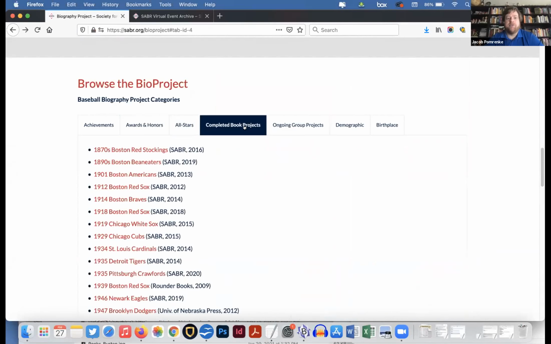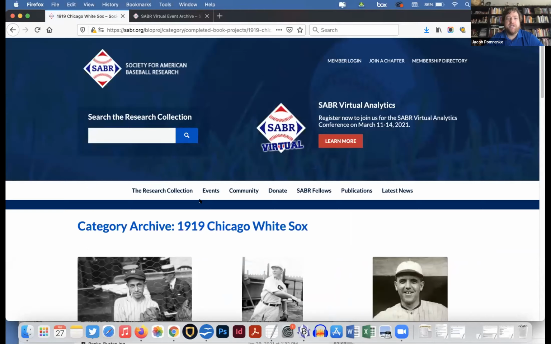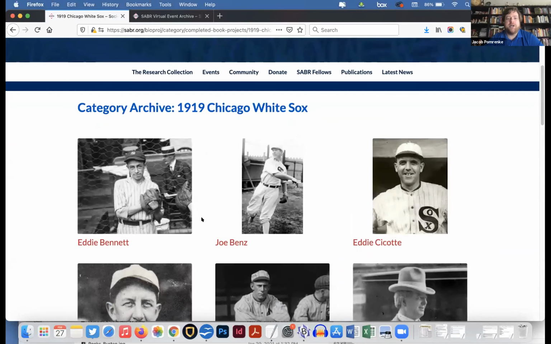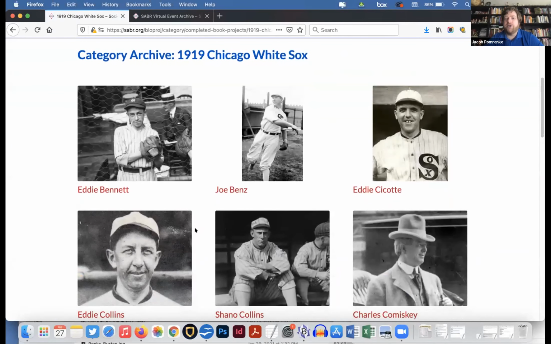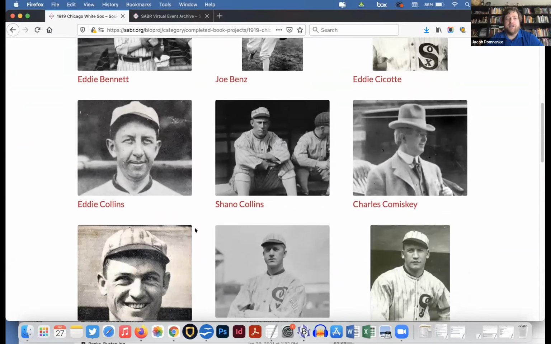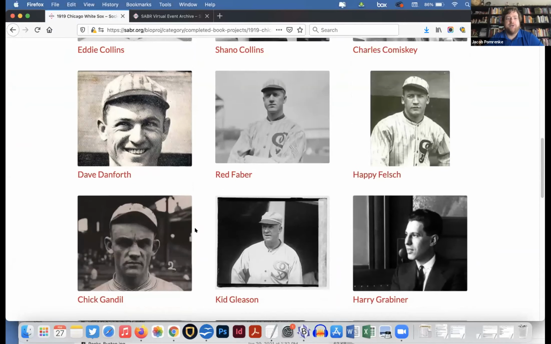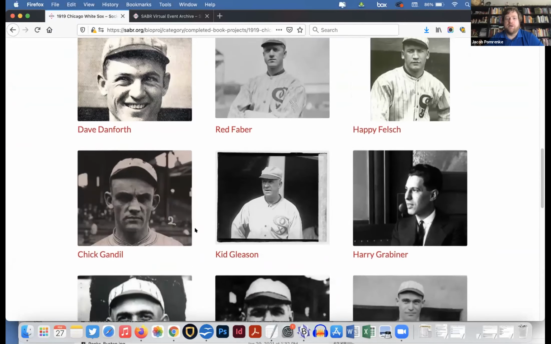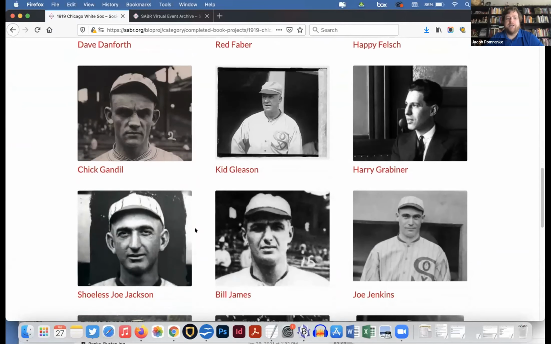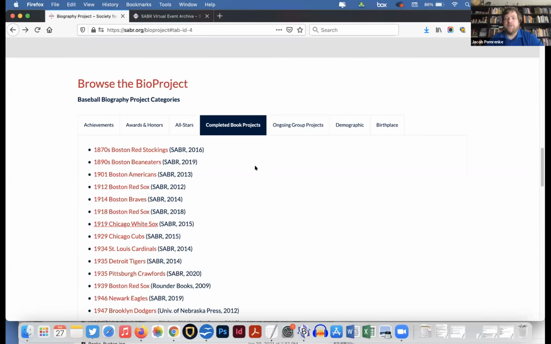We've also got all of our book projects through the SABR Digital Library. We've got pages for each of these teams. So I did a book a few years ago with our Black Sox committee for the 1919 Chicago White Sox, and you can go to the page and read all their bios in one place. So this is, again, if you haven't browsed through the SABR website, an interesting way to find out about players and people that you might not know about.